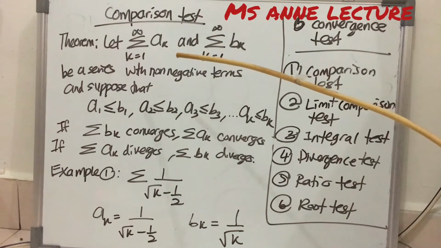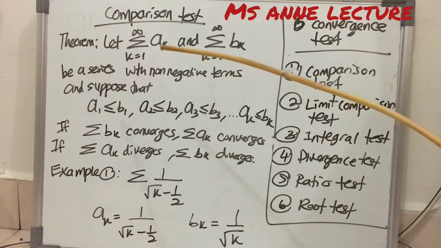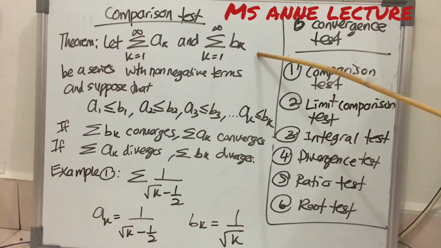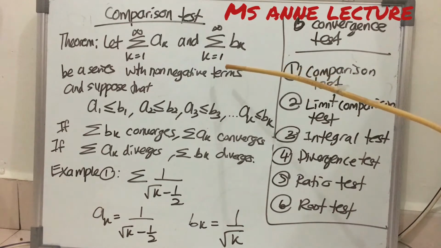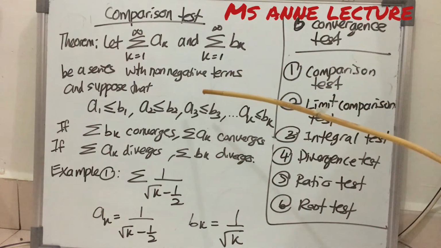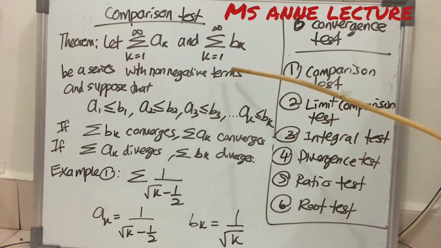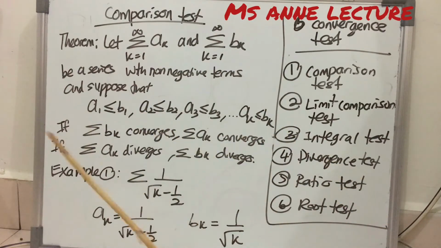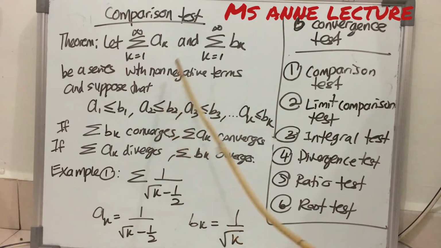The theorem says: let the summation of a_k from k equal to 1 to infinity and the series of b_k where k equal to 1 to infinity be series with non-negative terms, and suppose that b is the greater series. So we have b1 greater than a1, b2 greater than a2, b3 greater than a3, until b_k greater than a_k. If the b_k converges, then the a_k will also converge. If the a_k diverges, then the b_k also diverges.